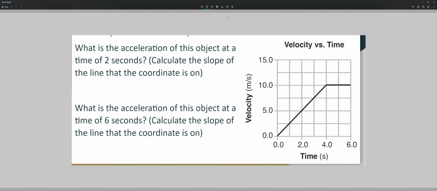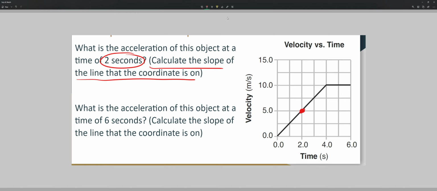So the first question here says, what is the acceleration of this object at a time of 2 seconds? So what you guys have to realize is that to calculate the acceleration, we want to calculate the slope of the line that the coordinate is on, because they're saying here at 2 seconds. So your coordinate is at 2 seconds on the line.